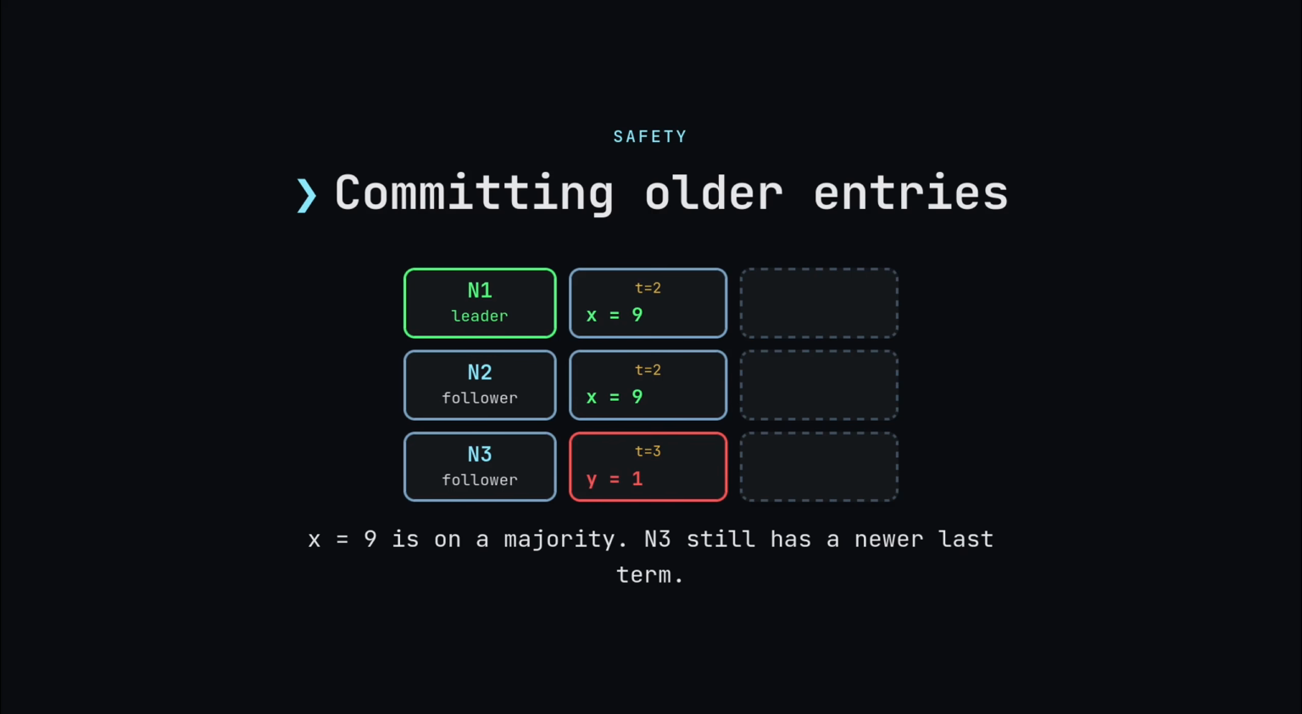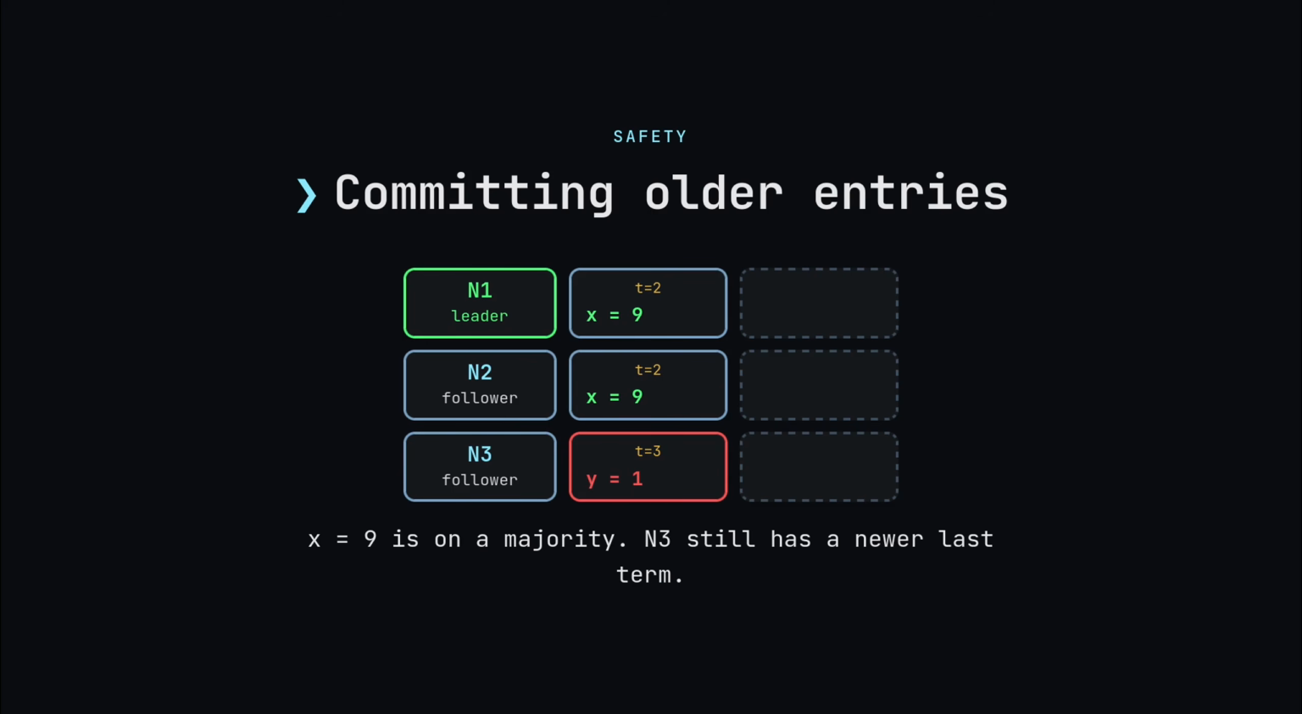Here the situation is different. N1 is now the current leader in term 4. But x equals 9 is an old entry from term 2. Even though x equals 9 is on N1 and N2, which is a majority, it is not from the leader's current term. That's the important thing here, current term. So N1 cannot commit it just by counting those copies.